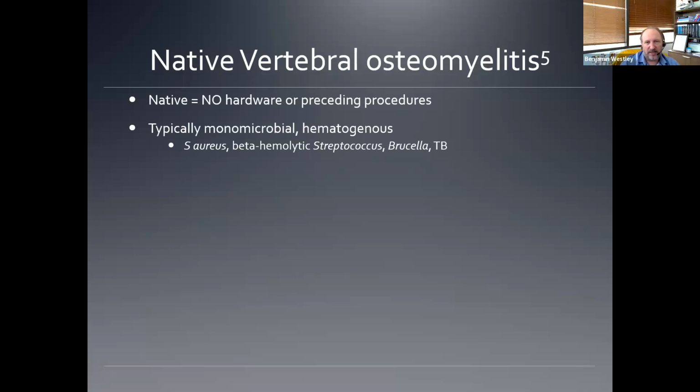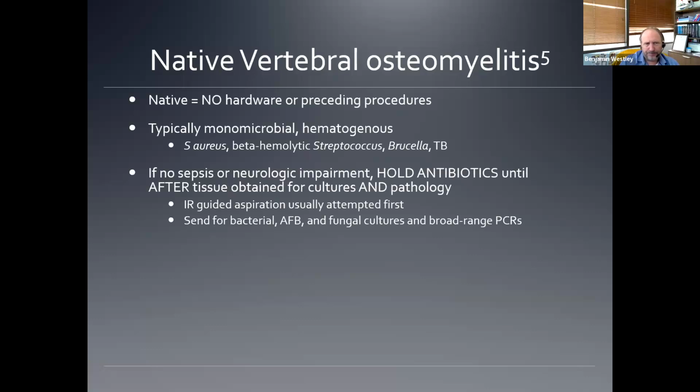It's usually one bacteria that gets in there from the bloodstream, Staph aureus, beta strep. There could be weird things like brucella or TB. There also could be very unusual organisms, yeast or lactobacillus in people that inject drugs.